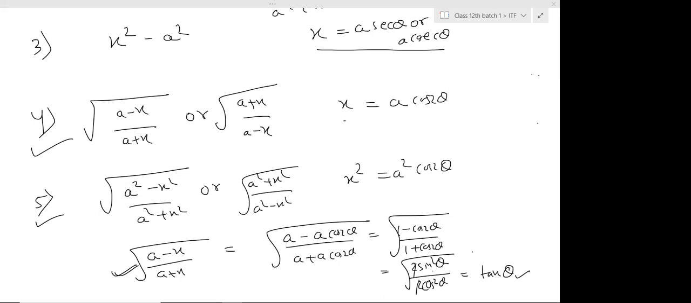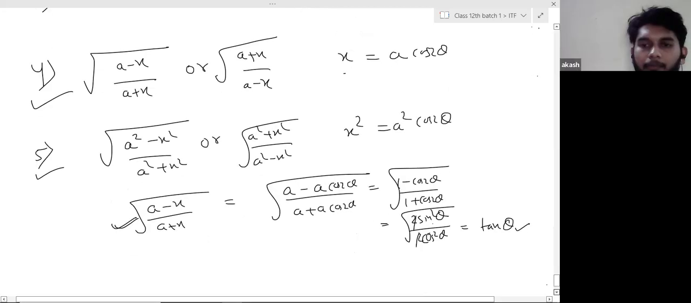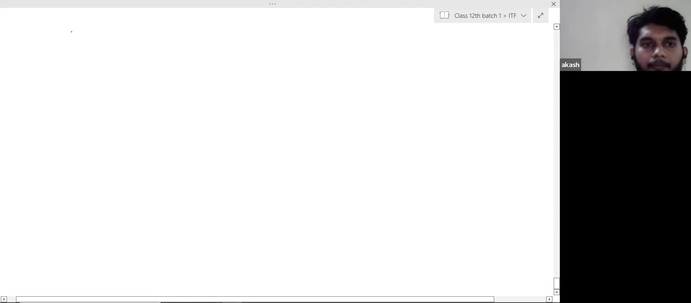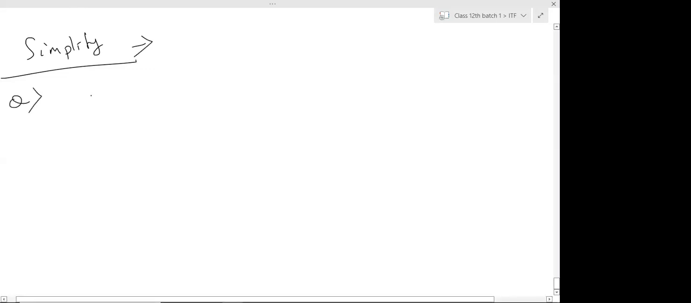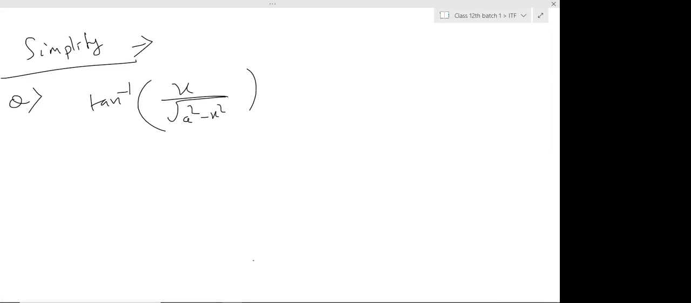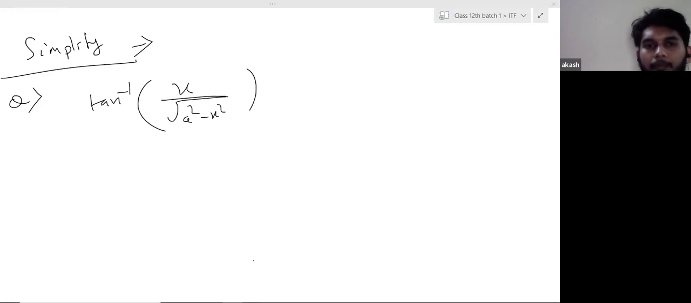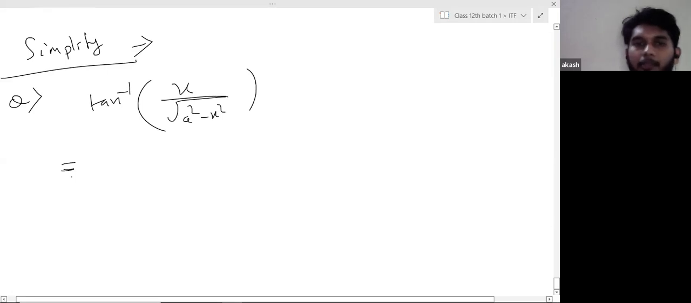All right. Let's solve a few questions on this. Simplify. First question would be to simplify tan inverse of x upon under root a square minus x square. Note down the question. The first question I'm going to solve, after that you have to solve. So can anyone tell me what substitution to use here?